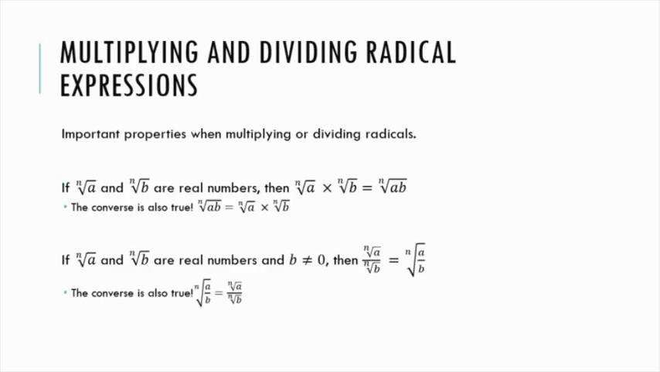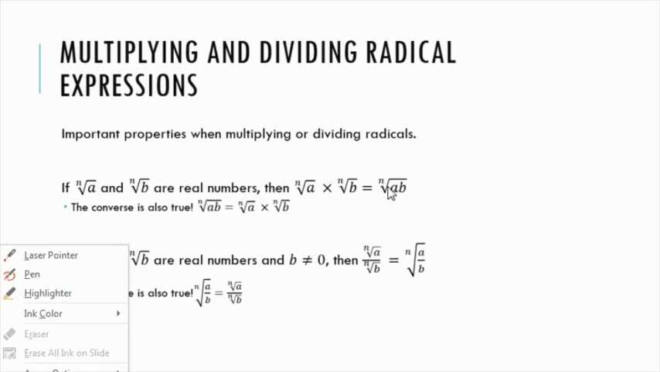So starting off, it's important to know these properties when multiplying or dividing radicals. These are the two main properties that you should know, and that is if the nth root of a and the nth root of b are both real numbers, then the nth root of a times the nth root of b equals the nth root of a times b. That is important as long as n is the same.